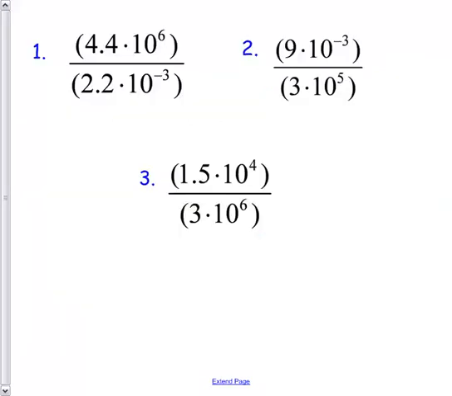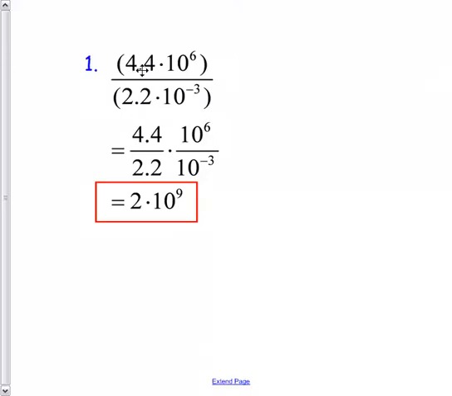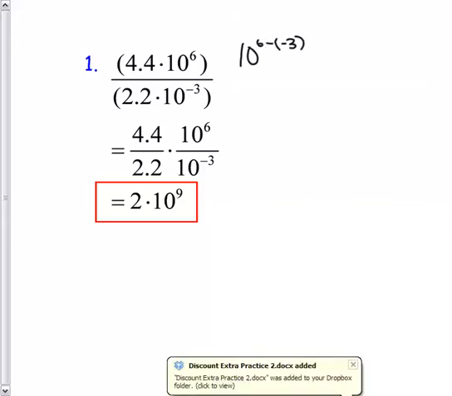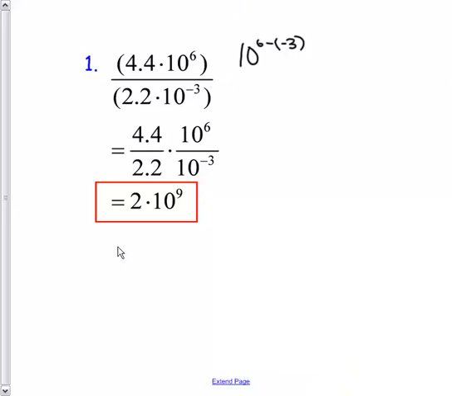Try these 3 for me, okay? I'll be back in just a second to go through the answers, so make sure you pause the video. All right, let's look at number 1's answer. If we divide, we would get 2. If we take 10 to the 6th power minus a -3, we get 10 to the 9th power. And it is in scientific notation form, okay? I'm not going to review standard form on these.